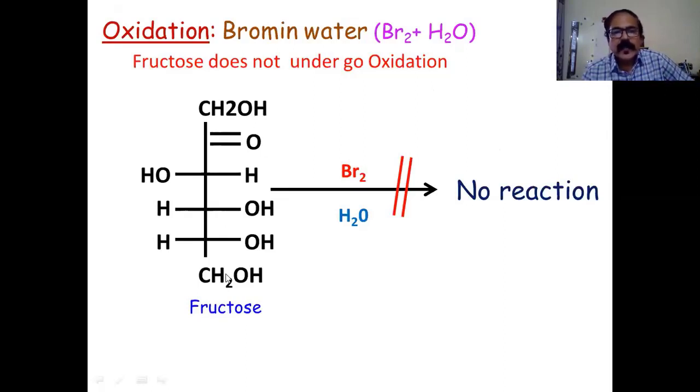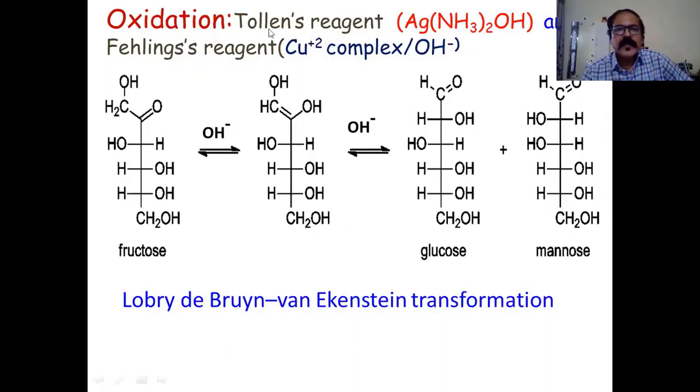But here fructose is not reacting with bromine and water, no reaction is occurring. Similarly, it should not react with Tollens reagent and Fehling's reagent, as it is reluctant to react. But the presence of hydroxyl group will play a key role here. What happens? This fructose, when it is in the presence of hydroxyl group, will undergo keto-enol tautomerism.